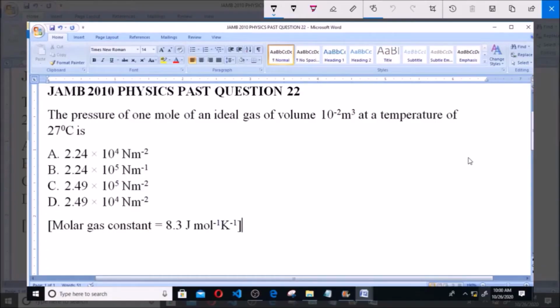Hello and welcome. I will be answering JAMB 2010 Physics Past Question 22. The pressure of 1 mole of an ideal gas of volume 10 raised to power minus 2 meter cube at a temperature of 27 degrees Celsius is: A, 2.24 times 10 raised to power 4 Newton per meter square. B, 2.24 times 10 raised to power 5 Newton per meter. C, 2.49 times 10 raised to power 5 Newton per meter square. D, 2.49 times 10 raised to power 4 Newton per meter square. And we are given the molar gas constant as 8.3 joules per mole per Kelvin.